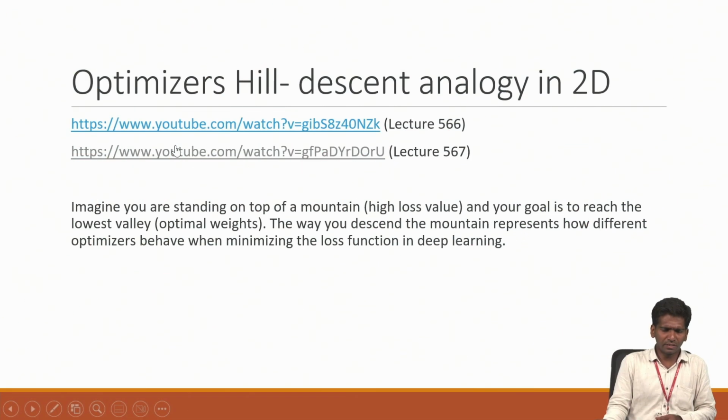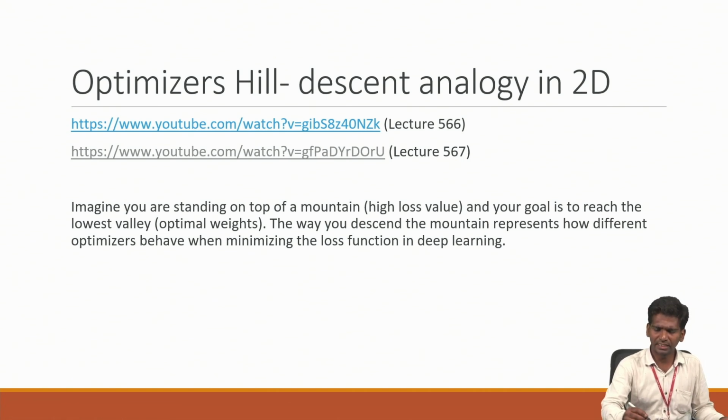There are a few lectures recorded by our faculties, so you can refer to them. The optimizers in 2D as well as 3D have been shown in the above two links. You can refer to that, but as of now, we will see first in 2D and then 3D. So how can the optimizers be learned in contrast to the hill descent?